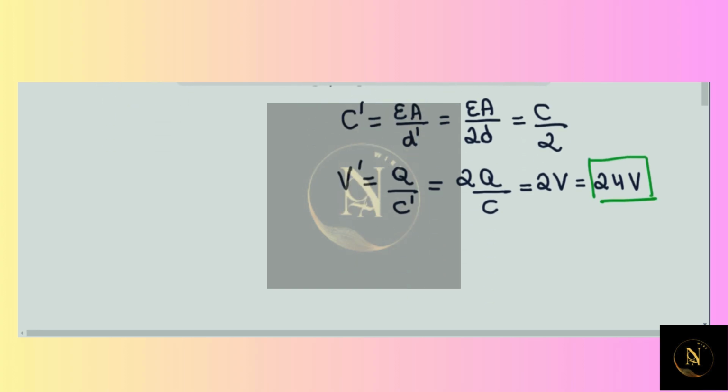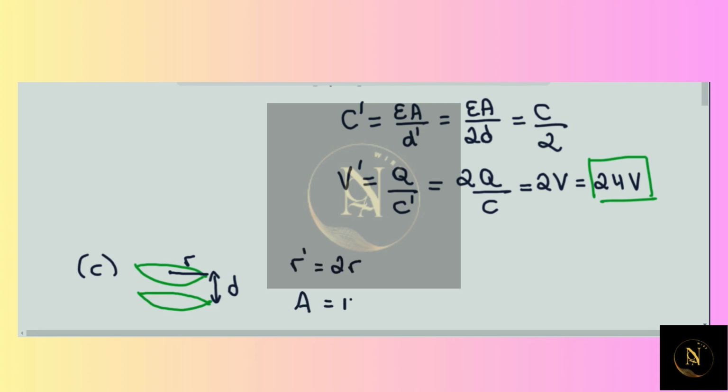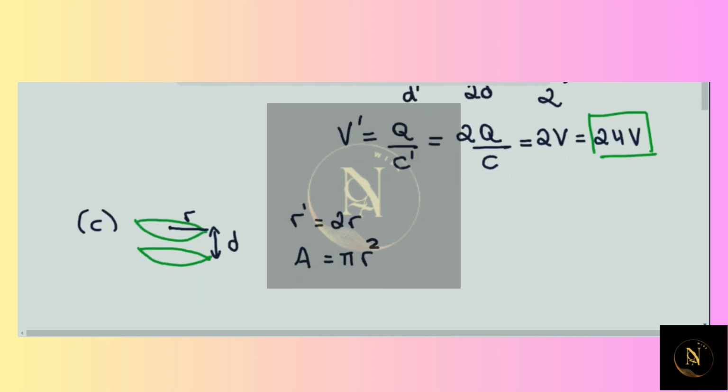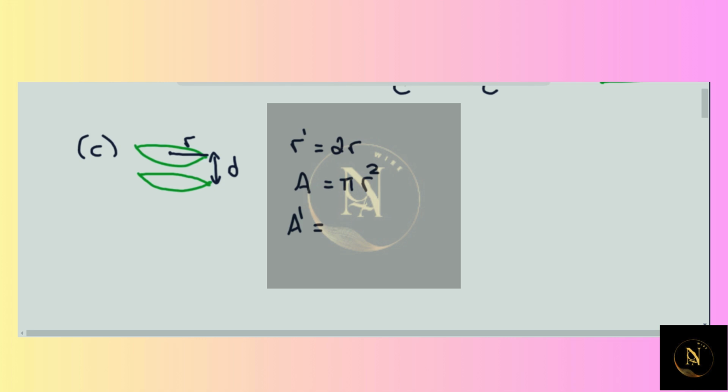And in question C, we have to assume that the radius of the capacitors is doubled. So the capacitors are actually circles, or discs. D is kept the same, but the radius is doubled. So R prime is equal to 2R. Remember that the area is equal to pi times the radius squared. So the area is equal to pi times 2 times the original radius squared. And this is 4 times the original area.